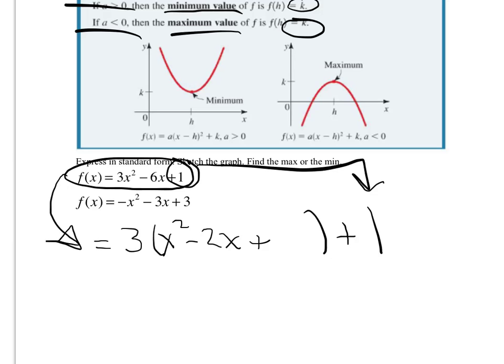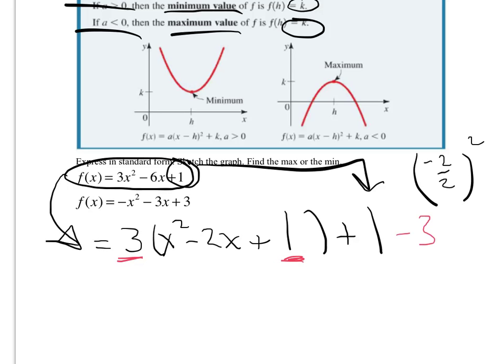Now we want to figure out what we have to add to complete the square here. We take negative 2 and divide by 2 and square that, so we're going to get 1, so we're going to add 1. But remember now, we have a 3 out here, and so that 3 tells us that we didn't really add 1, we really added 3. So to compensate for that, we have to subtract 3.